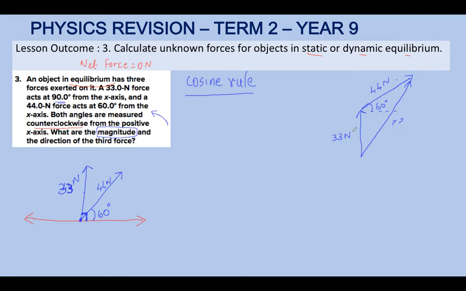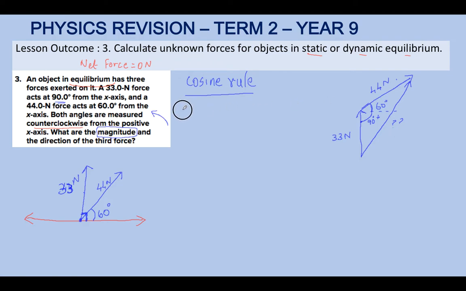Okay. So what is the total angle? We know that this angle is 60 degrees, but we need to know the full complete angle from this point to this point. So we will add, this is 90 degrees. So 90 plus 60 will give you 150 degrees. So as I have always been telling you, first the sketch of the diagram, the situation, and then apply the formula. Usually the cosine rule will be handy to find the magnitude, right?